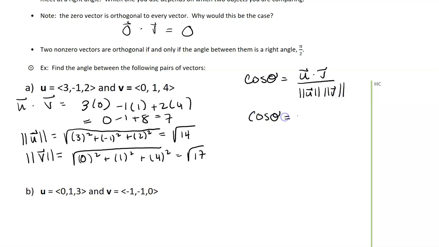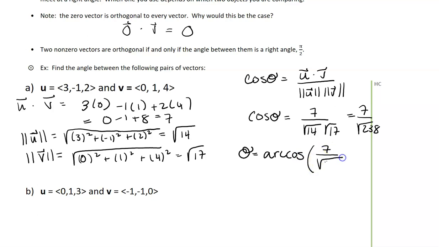So cosine of theta is equal to 7 divided by the square root of 14 times the square root of 17, or 7 divided by the square root of 238. So now that means theta is equal to the arc cosine, or the cosine inverse, whichever notation you prefer, of 7 divided by the square root of 238. Now, if you're asked for an exact value, this is the exact value of theta. It's not pretty, but it is an exact value, and there's really no way that we can turn this into something really nice with a multiple of pi.